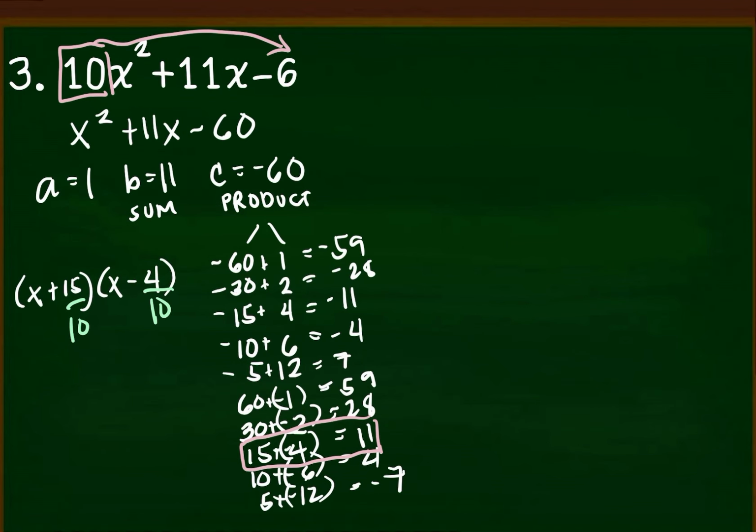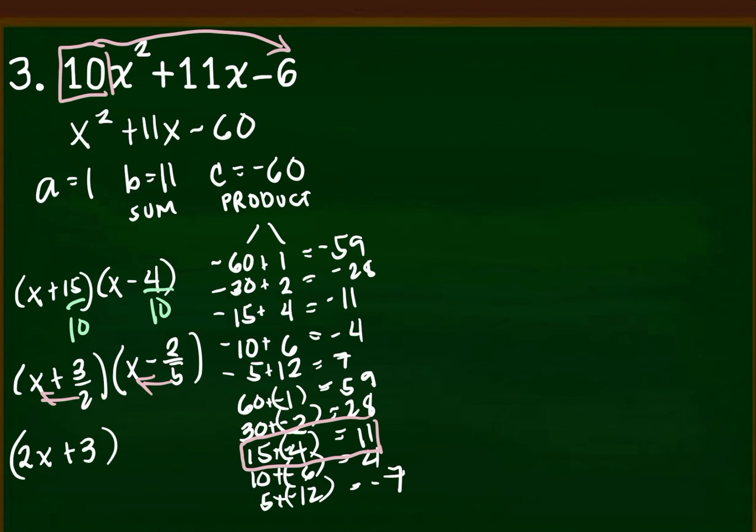And simplify. So, 15 and 10 are both divisible by 5. So, we have 3 over 2. Okay, and then here, 4 and 10, both divisible by 2, that is 2 over 5. And then we slide it back. So this is now 2x plus 3, and this is 5x minus 2.